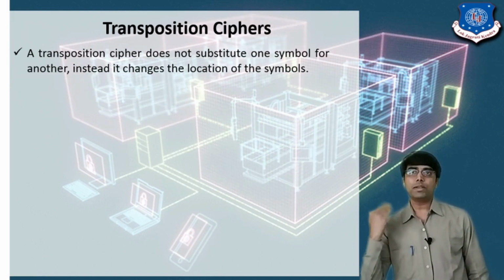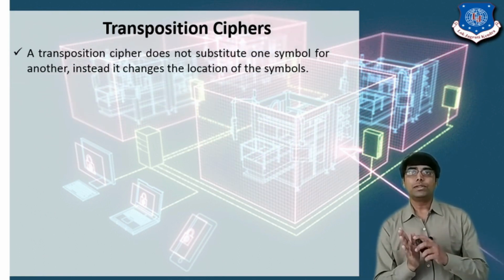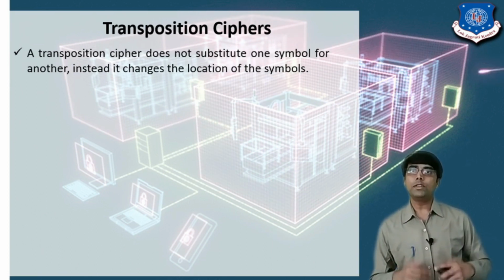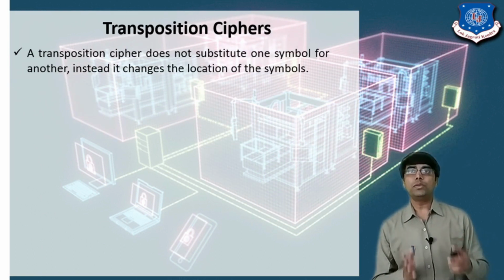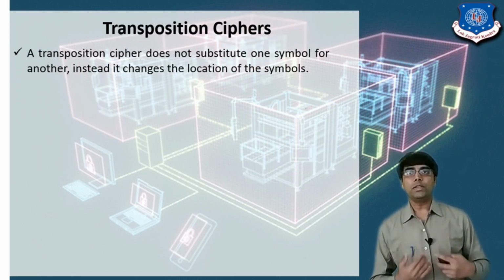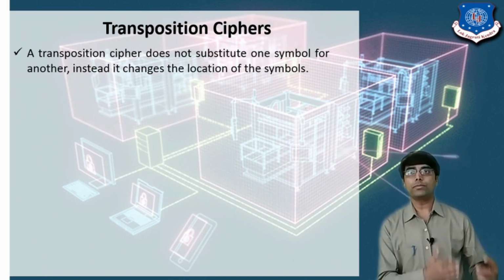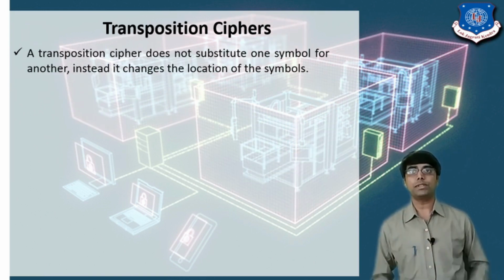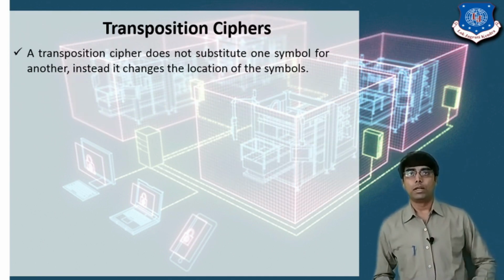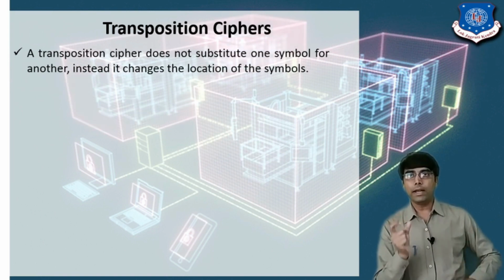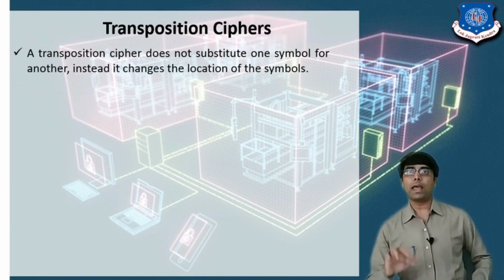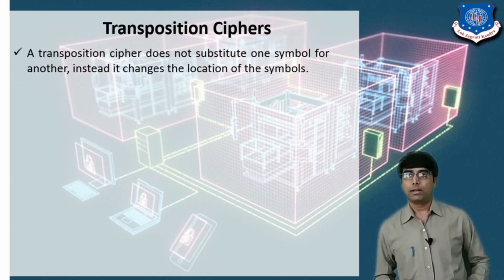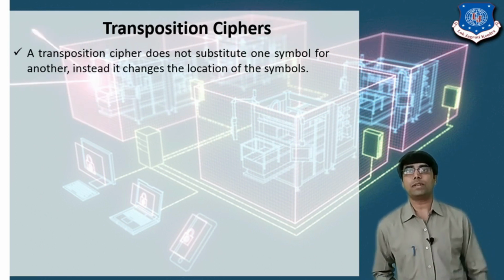In all the previous techniques we have seen, in the encryption we use the substitution of one symbol for another. But now in the transposition cipher, it changes the position of the symbol. It means that if we are considering the letters LR, we have to change the position of LR to RL. Like this is called the transposition cipher.